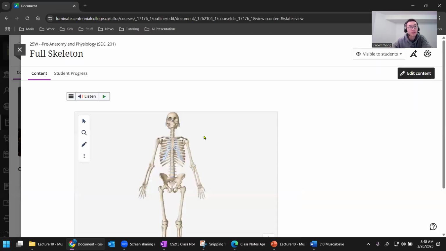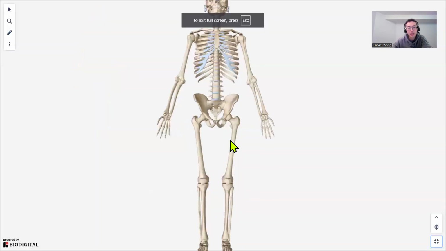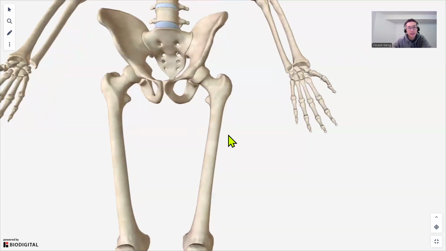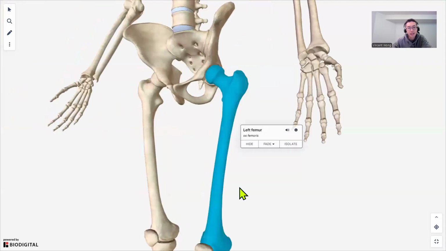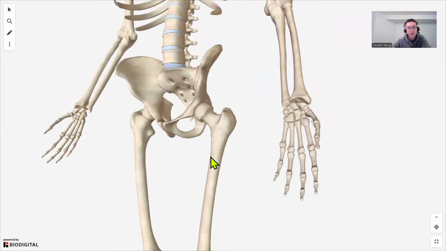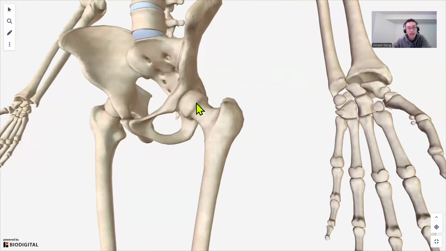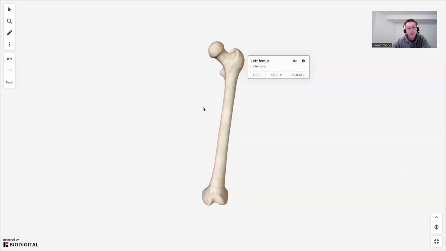We'll do the full skeleton again, but this time we're going to be focusing on the leg right there. Okay. So this is the left femur, left thigh bone, the leg, and you can see this is the head of the femur. Let me isolate it. There we go.